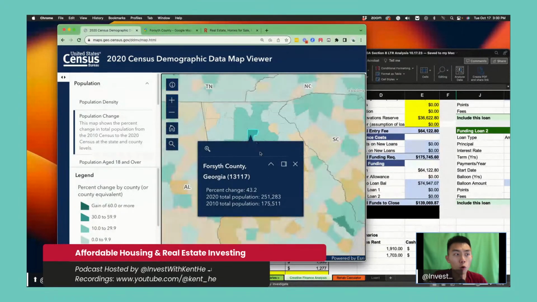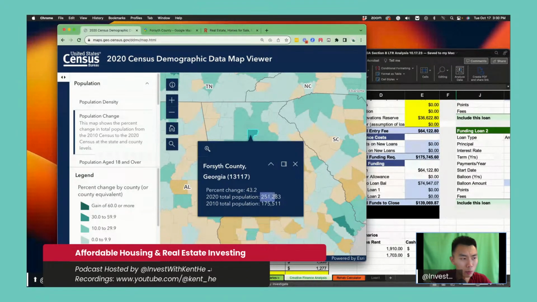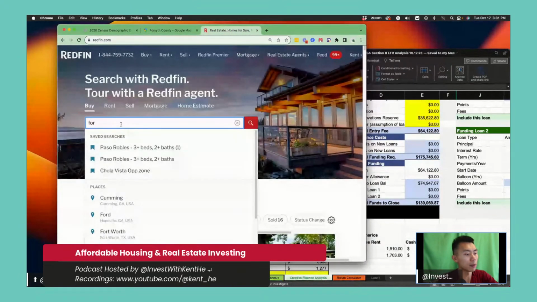Now I see Forsyth County, 43.2% population growth. That is a massive amount of growth. If you think about a county that just went from 175,000 people to 250,000 people, that might make you think, well, might there be opportunities there? Because chances are they might have built 80,000 homes there.